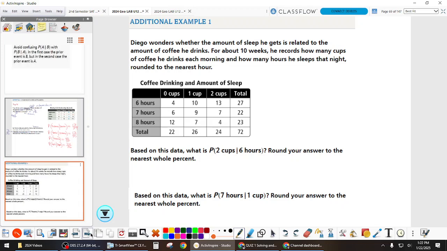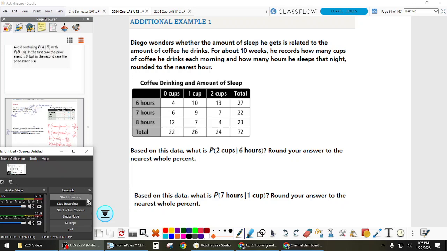So what are our two events? Cups and hours. Yeah, good. Cups and hours. So what is the probability? And then you guys tell me what this says. Probability that he drank 2 cups, given that he got 6 hours. Okay? So I think you're good on the scenario. I'll let you go ahead and answer these 2 questions on your own, and then we'll check them.